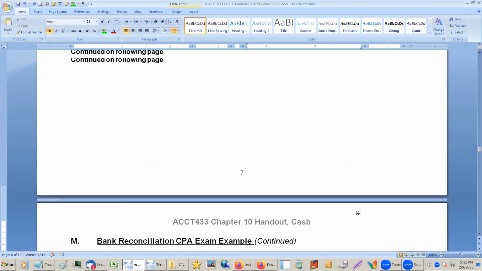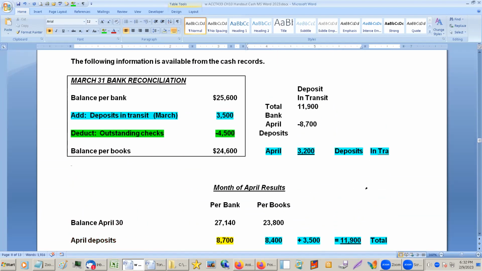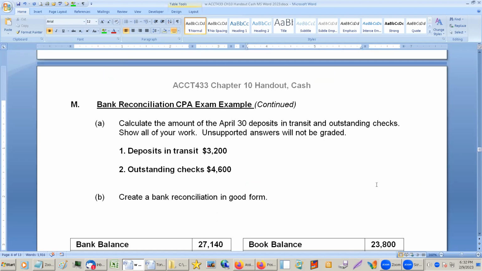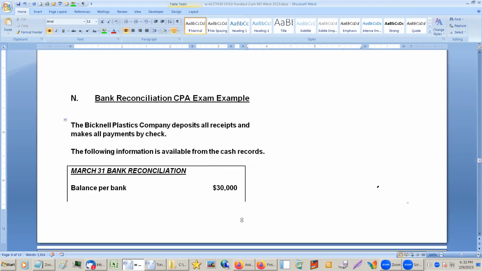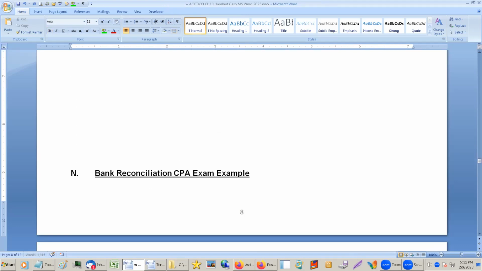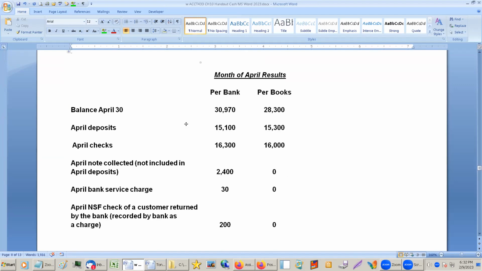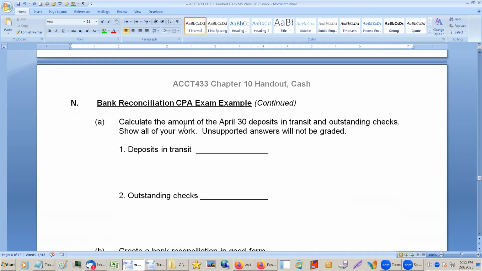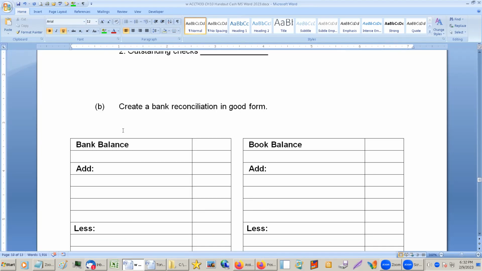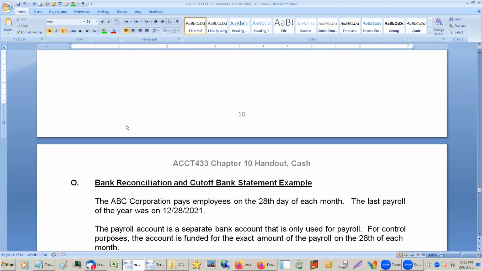Question on that? Tell you what, let's save this one for next week. We'll do this one next week. On the exam, I hope I'm wrong, but these are probably one of the most missed ones out of the reconciliation.